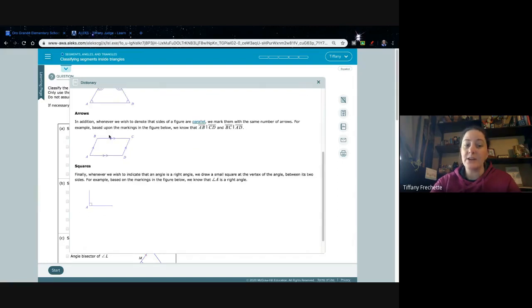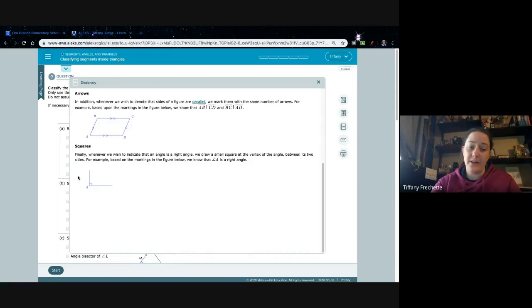Arrows actually show us that something is parallel. So we have one arrow to one arrow. That means that AB is parallel to CD. And then two arrows to two arrows. So BC is parallel to AD.